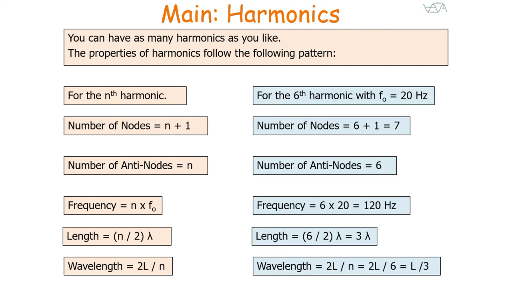So for the sixth harmonic, with the first harmonic having a frequency of 20 Hz, the number of nodes would be 6+1, which is 7. The number of antinodes would equal 6. The frequency would be 6 times 20, 120 Hz. The length would be 6/2 lambda, so 3 lambda. And the wavelength will be 2L/6, which is L/3.